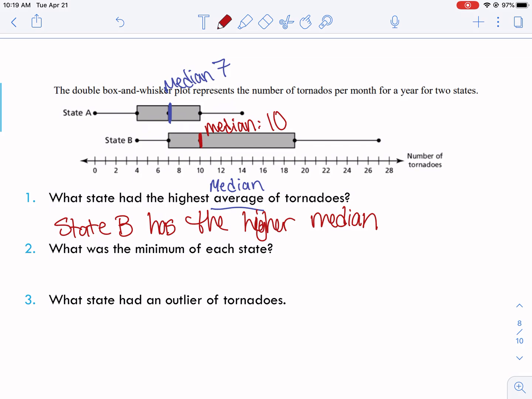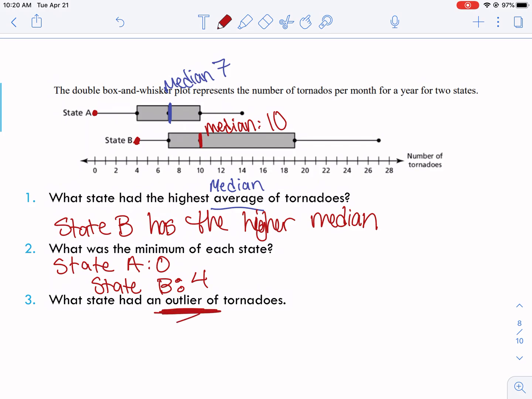Then, what was the minimum of each state? Well, state A's minimum was 0, and state B's minimum was 4. So looking at this, obviously state B has a more common occurrence of tornadoes. So then I have a question: what had an outlier?